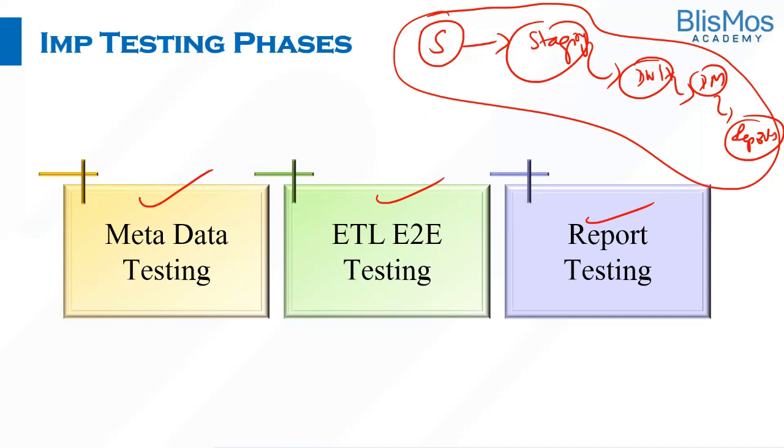So don't get confused. We do have data moving from source to staging area to data warehouse to data mart, and from there reports are derived. To ensure that, we need to perform testing across the stages, and that would be done in these phases: metadata testing, ETL end-to-end testing, and report testing.